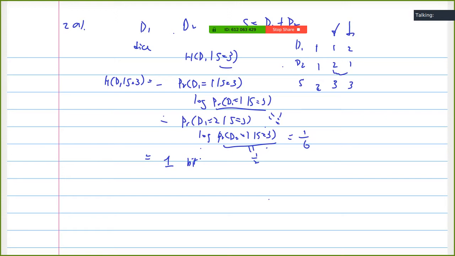Yeah. So for part, I guess maybe I go to part C first. Part C is easier. Part C is H(D1 given D2). D1 and D2 are independent, right? So this is just equal to H(D1), because D1 does not depend on D2. So the conditional probability of D1 given D2 is actually just equal to D1.